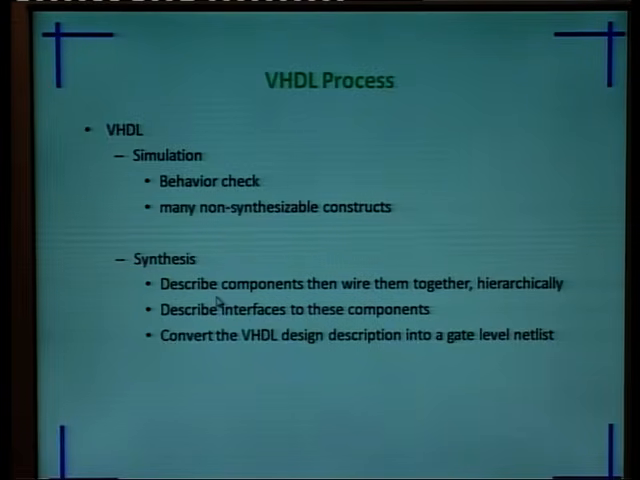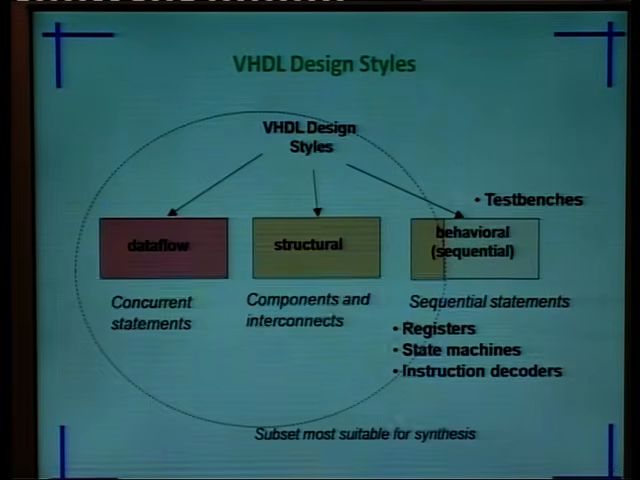Next is the synthesis process. In the synthesis, we define the components, wire them together, and describe the interface of these components, then convert the VHDL code into a gate level netlist. This is the core transformation of the VHDL code to the actual hardware gate level netlist, and that netlist we have to again transfer to the end product, the FPGA. We will follow the steps at the end.